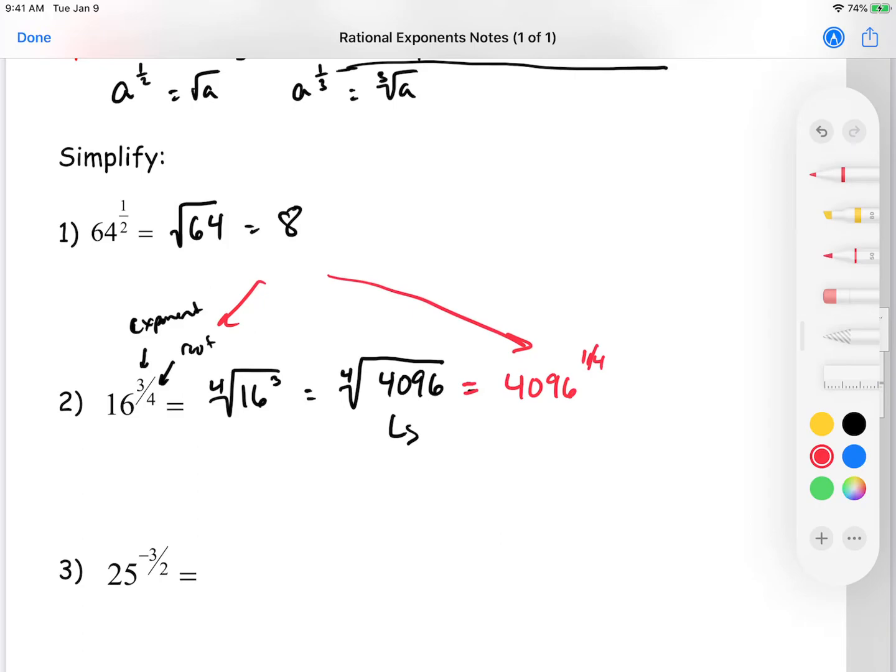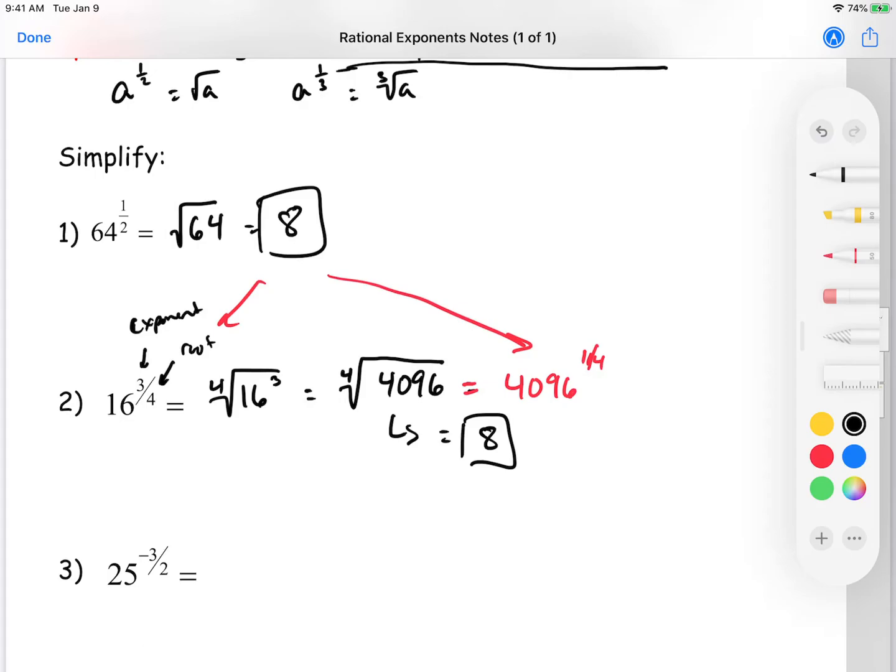Anybody? I'm looking at the chat. Actually, where'd the chat go? Oops. What? It's 8. Okay? It's 8. So the fourth root of 4,096 is just simply 8. Interesting how we get there, right?